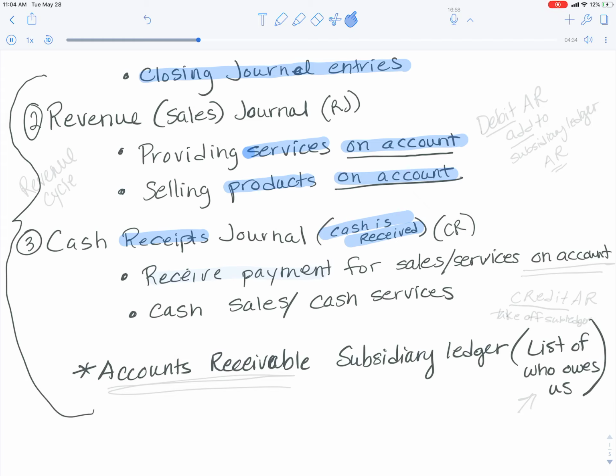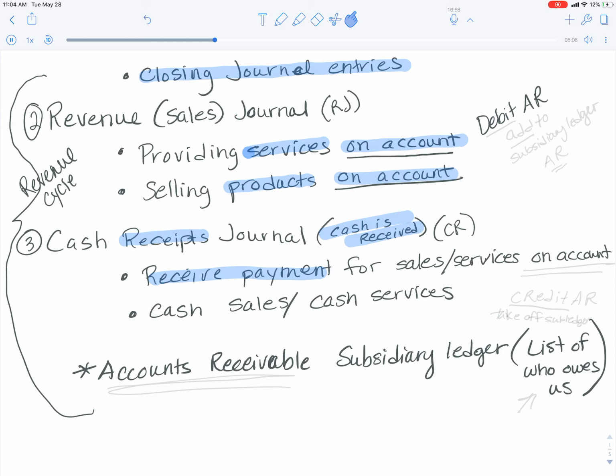Well, we have to keep up with who owes us in accounts receivable. We may have many, many people that we are providing services to, so we need to keep a list of who are those people who owe us. So this is where the subsidiary ledger comes in. So anytime we debit AR, we're going to add to a subsidiary ledger. And this is going to be our accounts receivable subsidiary ledger.